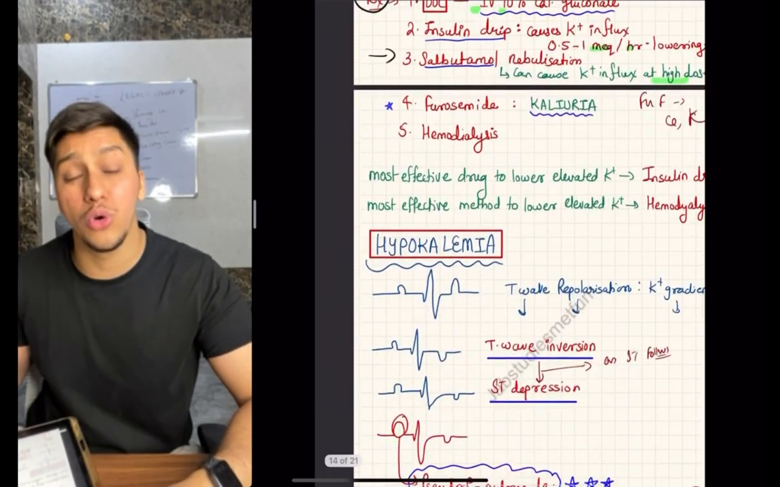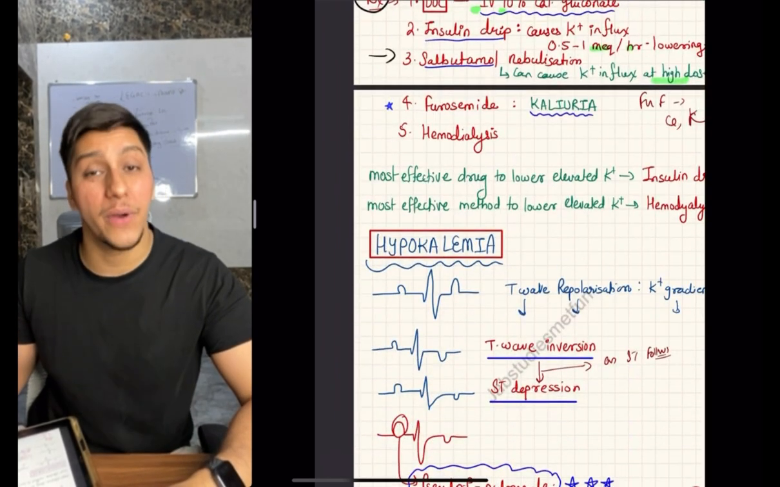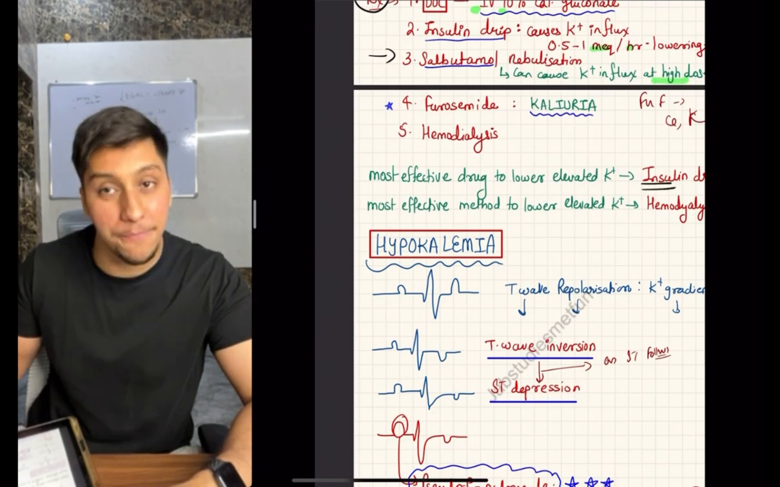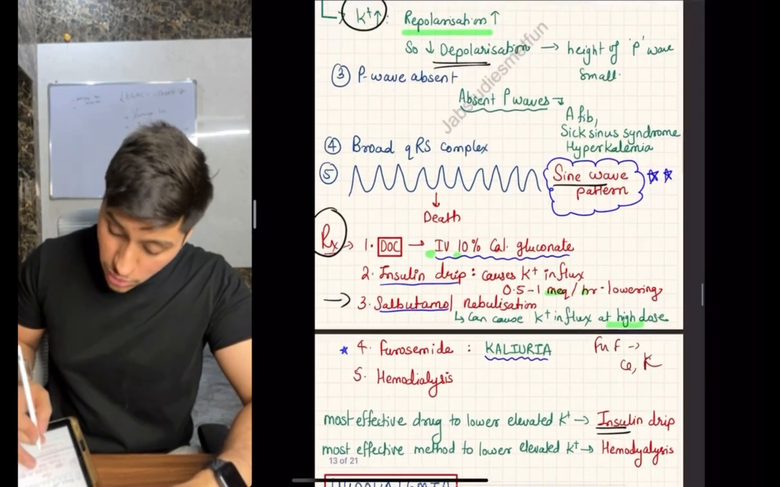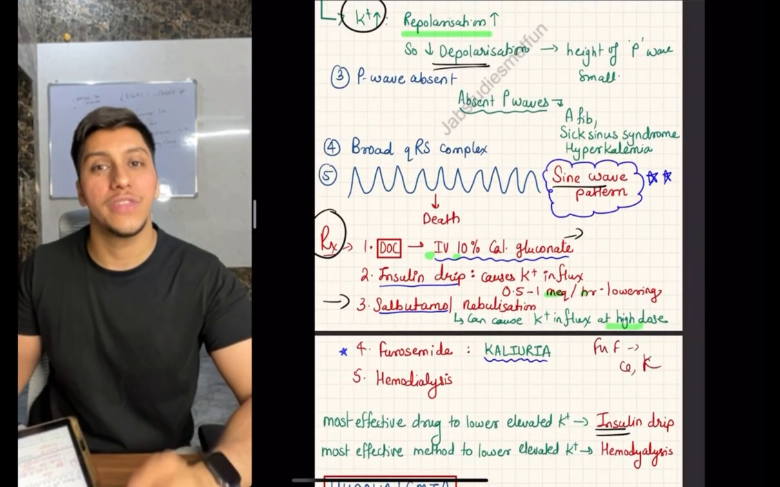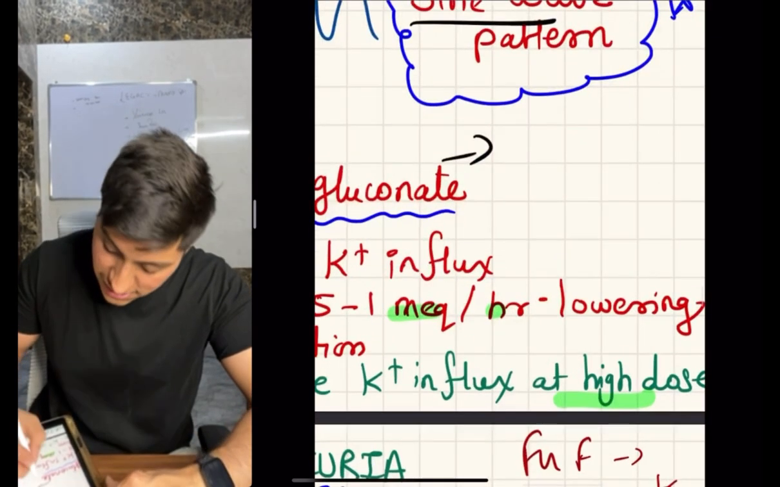They are going to ask you the most effective drug in reducing potassium. If you see, that is going to be insulin drip. Remember guys, calcium gluconate over here doesn't reduce the potassium level. Very important, it causes stabilization.